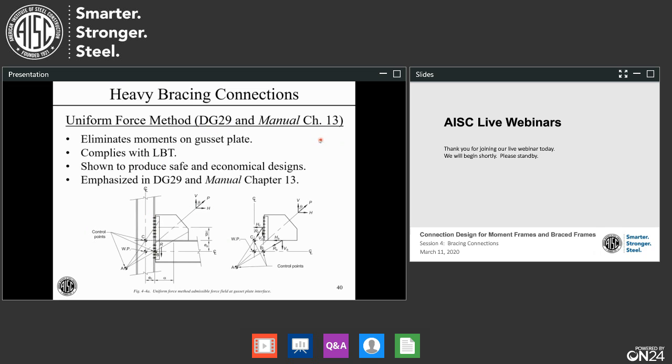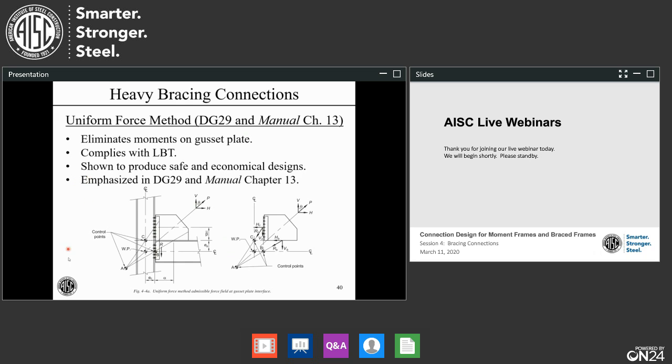The cool thing about this method, or one of the cool things, is it eliminates the moments on the gusset plate. You have no moment at the column connection or at the beam connection. This method complies with the lower bound theorem. It's been shown to produce safe and economical designs, so therefore it is emphasized, not only recommended, but at least emphasized in Design Guide 29 and in the manual, Chapter 13.